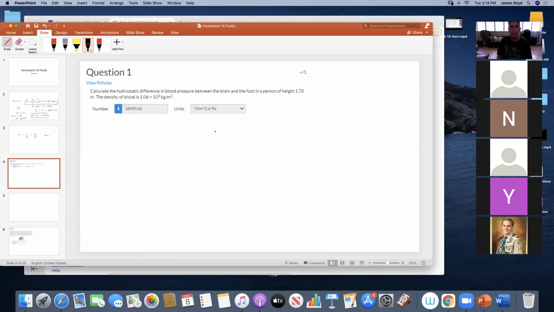Here we're told that we want to calculate the hydrostatic difference in blood pressure between the brain and the foot of a person with a certain height. And they give us the density of blood. Most of the fluid problems just start off by writing Bernoulli's equation.